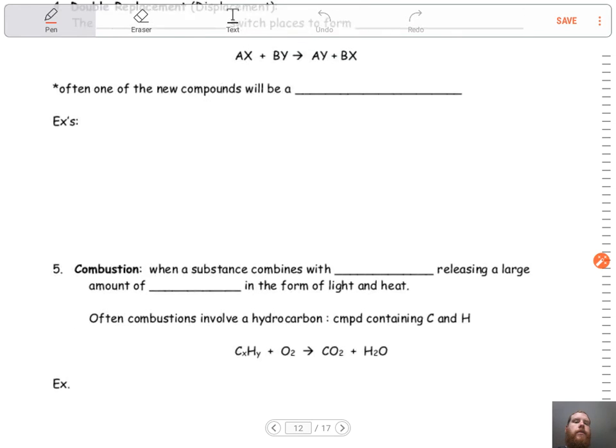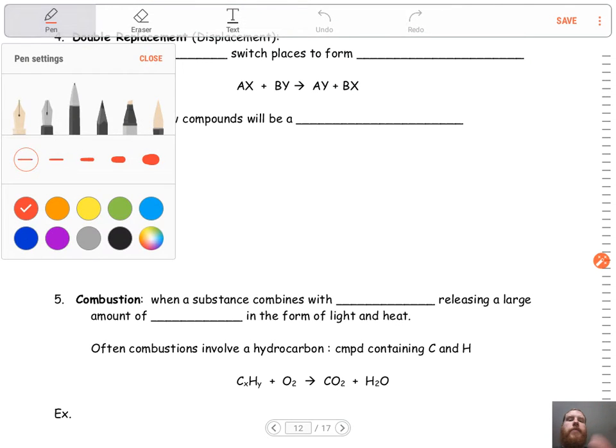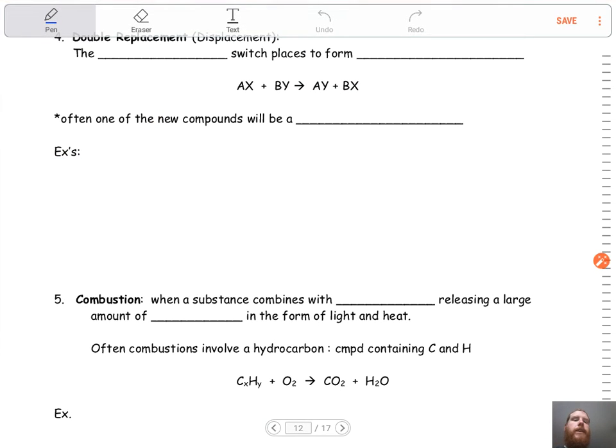All right, type 4 is going to be a double replacement. Again, same thing, you'll see it as double displacement, where the ions of two compounds switch places to form two brand new compounds. We have a whole unit where we're going to be dealing with solutions later on, and we do these things called net ionic equations. We'll be doing a lot of double replacement reactions within that.